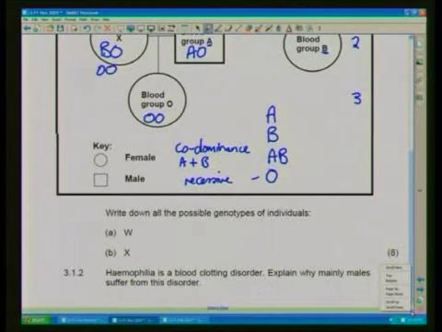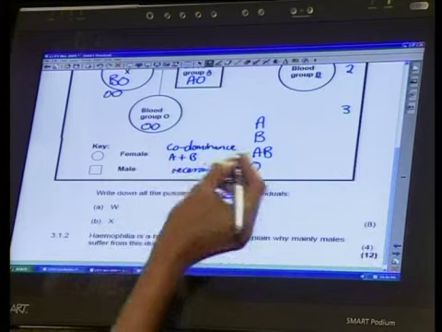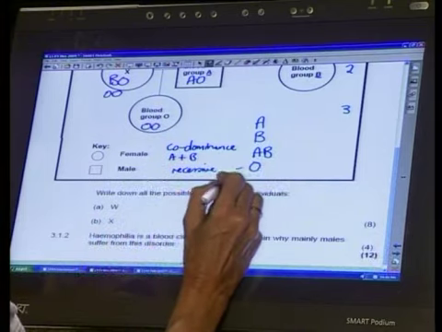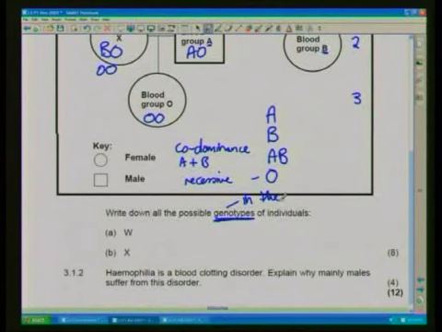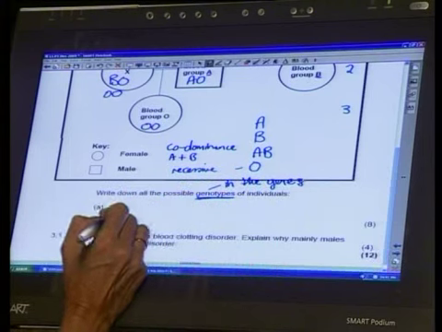Now let's have a look at these questions. It says, write down all the possible genotypes. That means what is in the genes. What does phenotype mean? Phenotype is a physical appearance. That's what you're physically going to be able to see. Whereas genotype you can't see. It's in the genes. So the genotype of the individuals W and X.